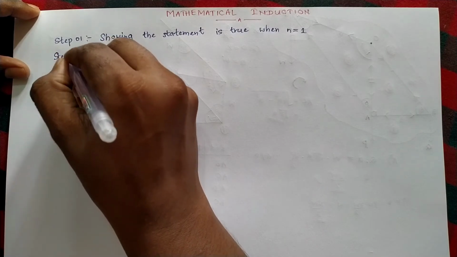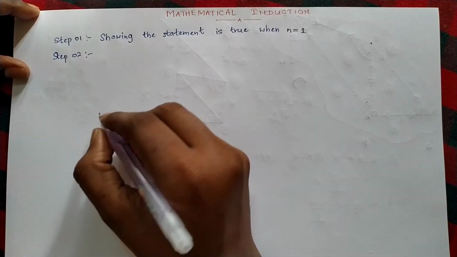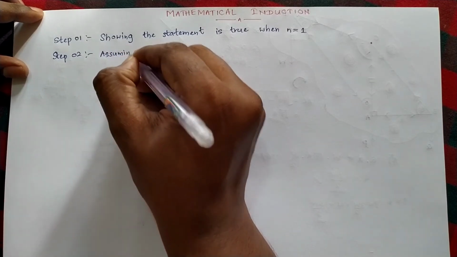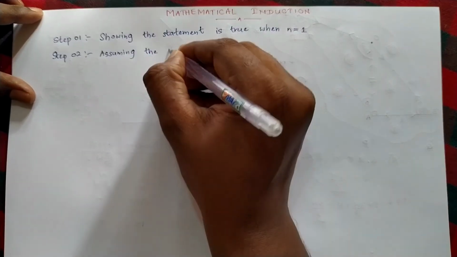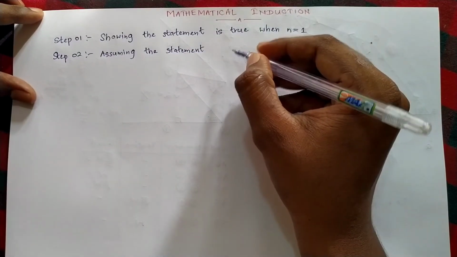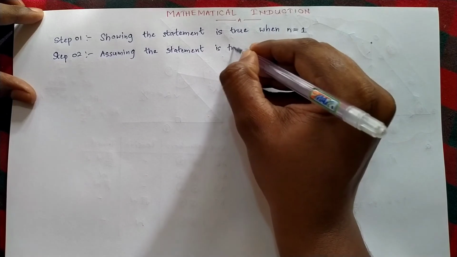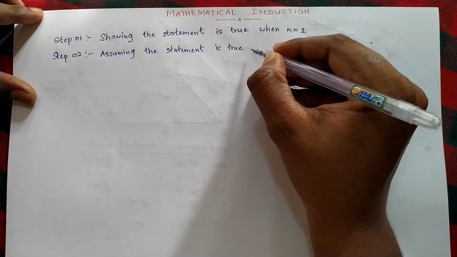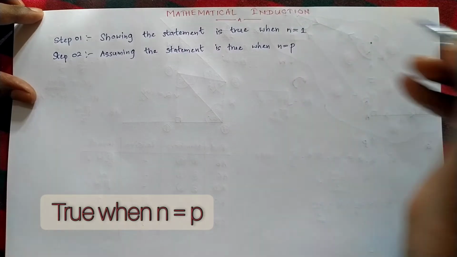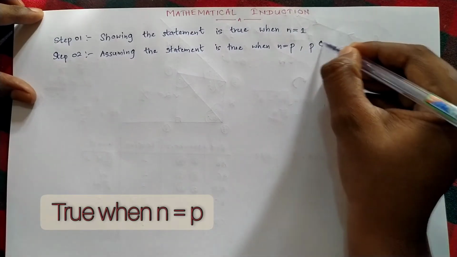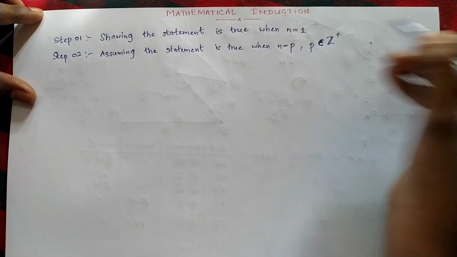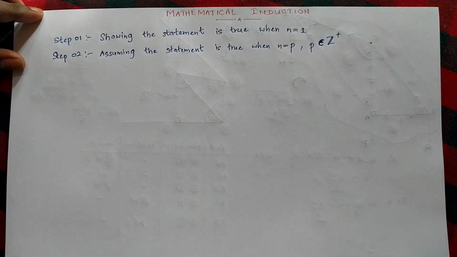Step 2 is an assumption. There we have to assume the statement, assuming the statement is true when n equals p. Here p is a positive integer. Second step is just an assumption.